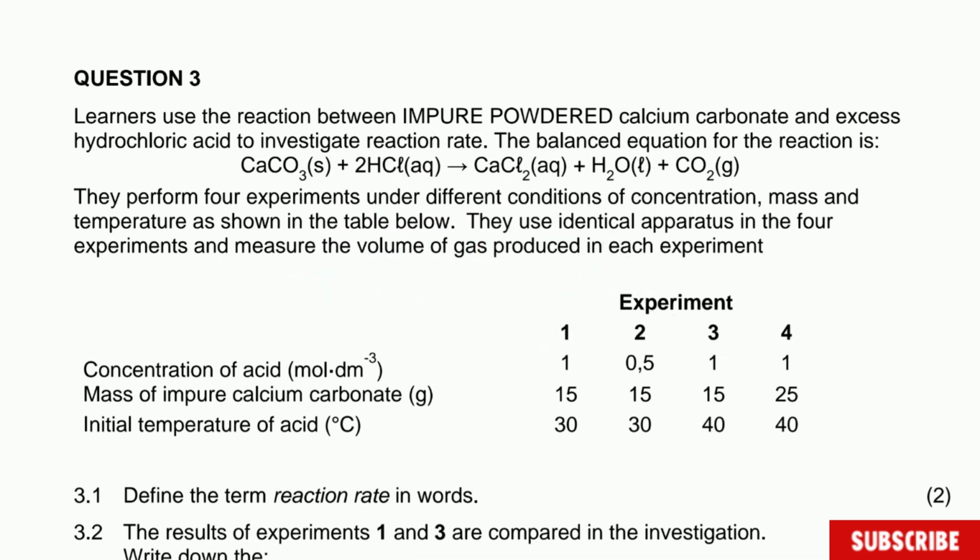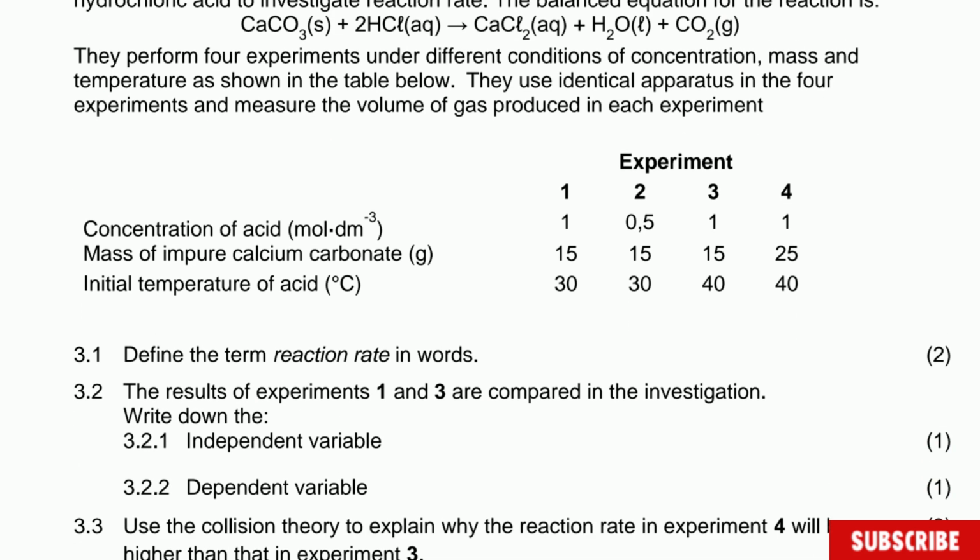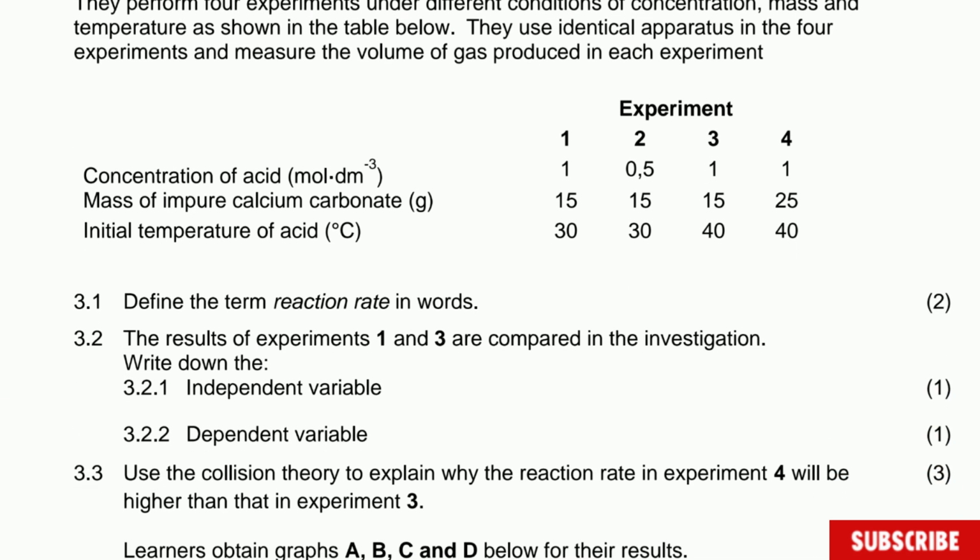Let us use the reaction between impure powdered calcium carbonate and excess hydrochloric acid to investigate reaction rate. The balanced equation for the reaction is given there. They perform 4 experiments under different conditions of concentration, mass, and temperature as shown in the table below. They use identical apparatus in the 4 experiments and measure the volume of gas produced in each experiment. And there are the 4 experiments and the conditions there.